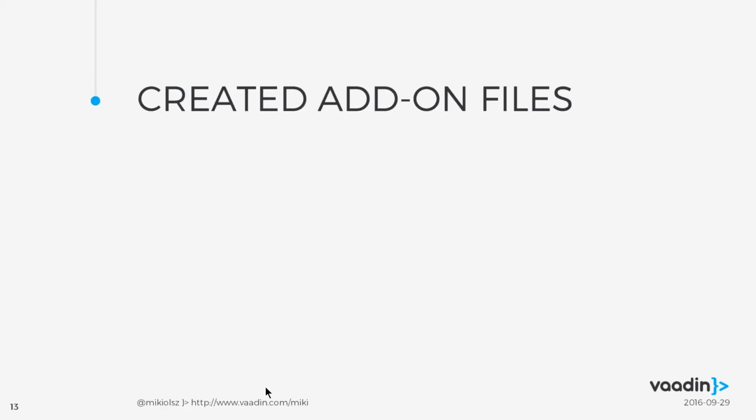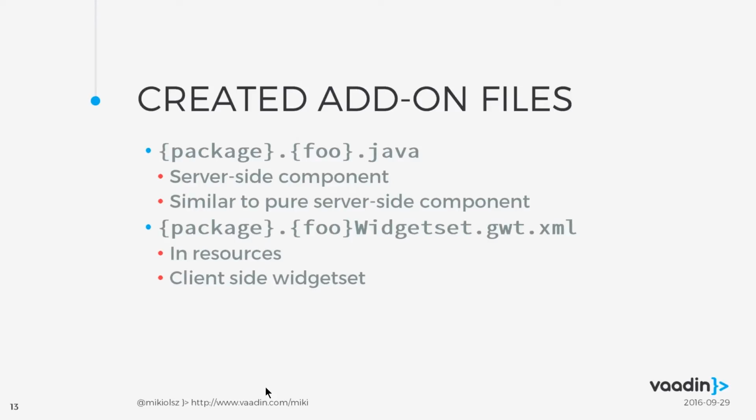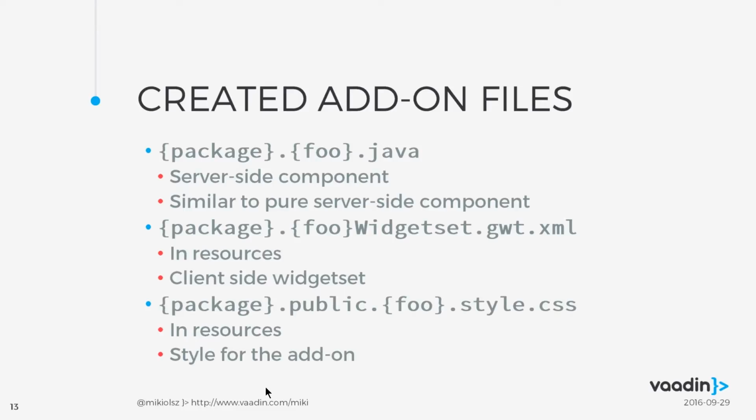Let's take a look at the add-on files. First, in our package, we have a class called component name and then Java. That's the server-side component. Then we have a widgetset file, which is a resource that contains the definition of the client-side widgetset. And then there is a file with styles.